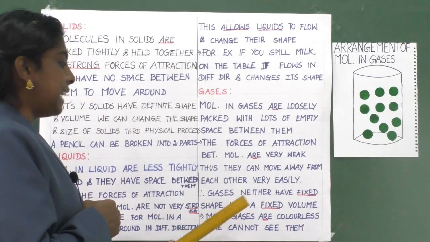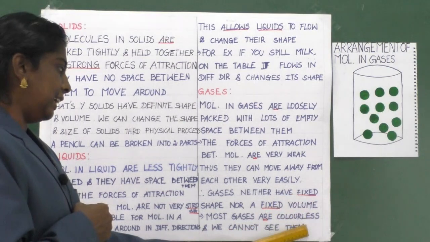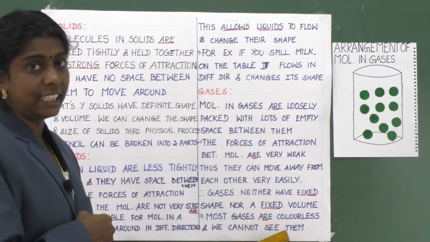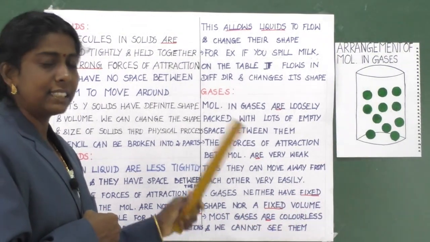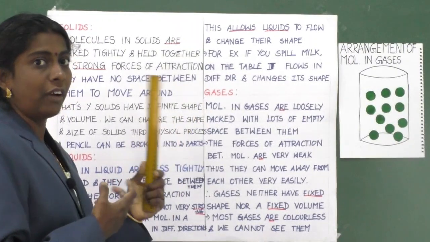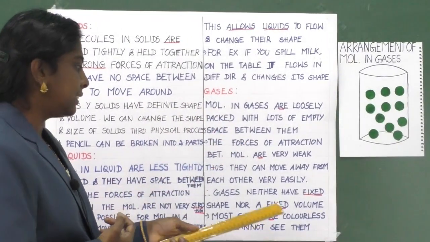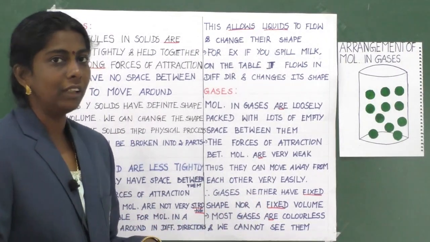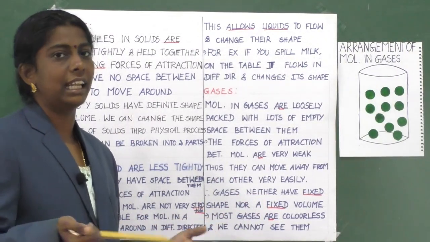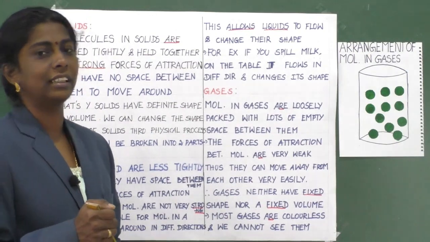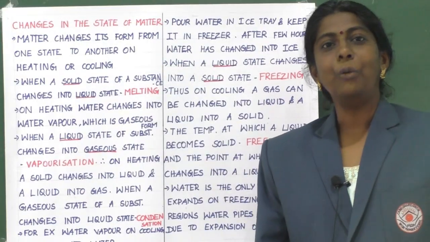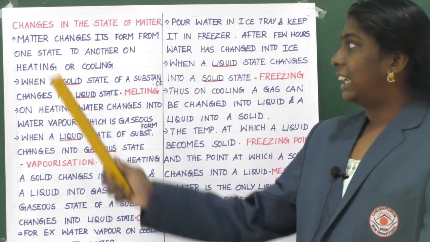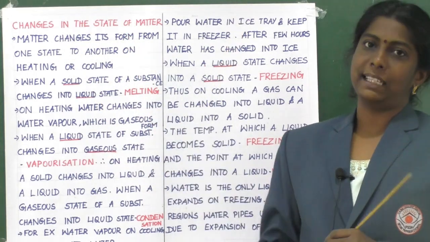Most gases are colorless and we cannot see them. Is it not? We cannot see the gases with our naked eyes. That is, they are colorless. That's why we cannot see them. Most of the gases are colorless. Clear, children? Yes, children. Now let us learn about changes in the state of matter.